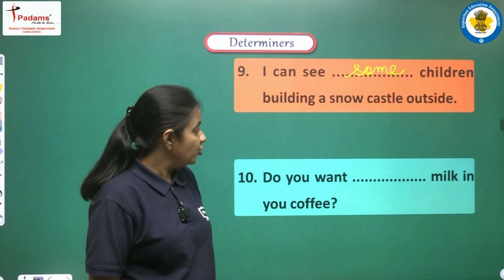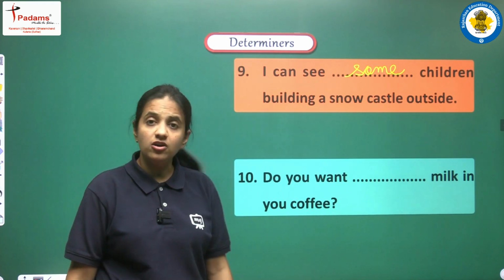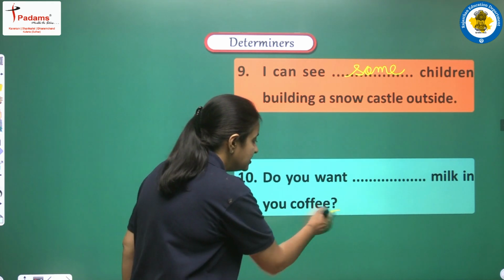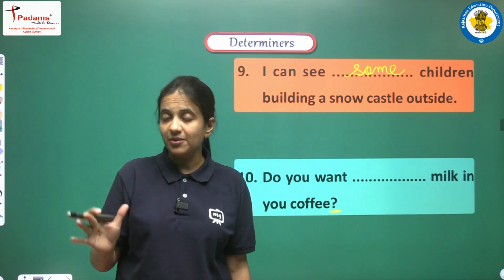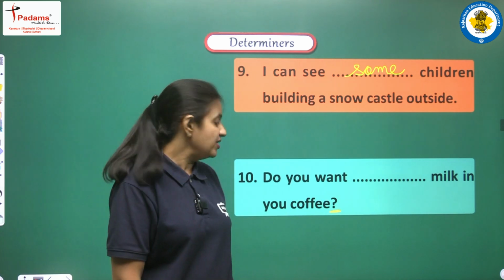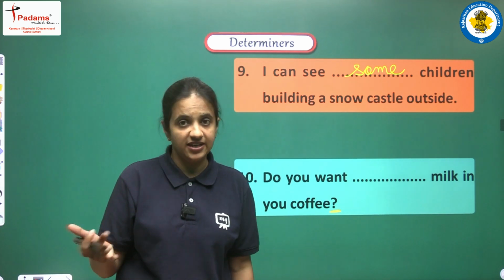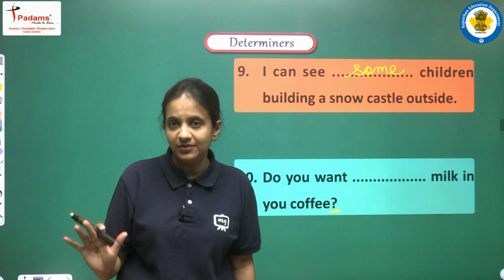Next sentence, do you want milk in your coffee? So in this sentence we can see that we are having one question mark at the end of the sentence. So it means we are having an interrogative sentence here. Yes, so this is the first thing that is very much clear.